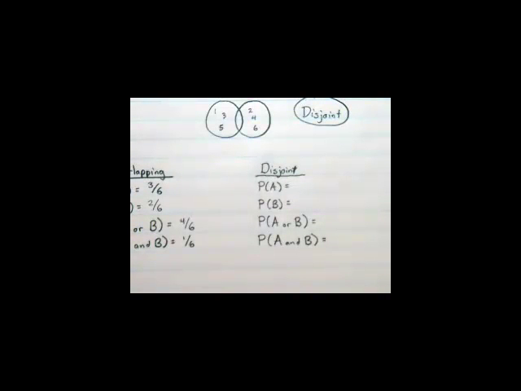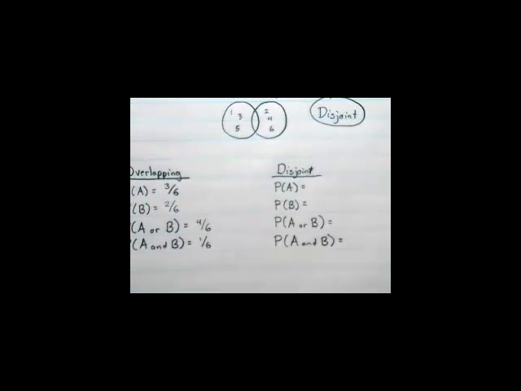So take a few minutes, see if you can get those 4 for the disjoint. Might actually be a little easier on this one, I don't know.